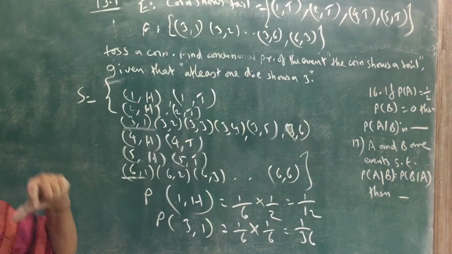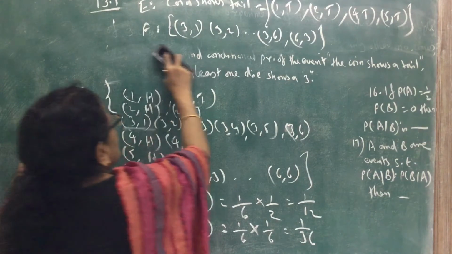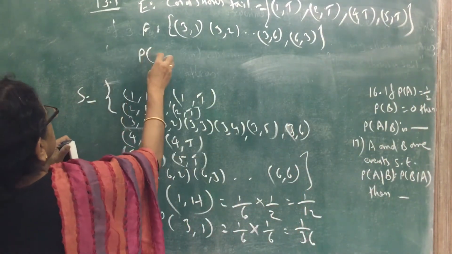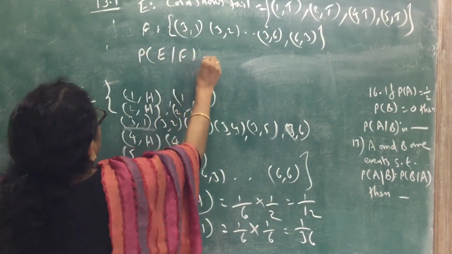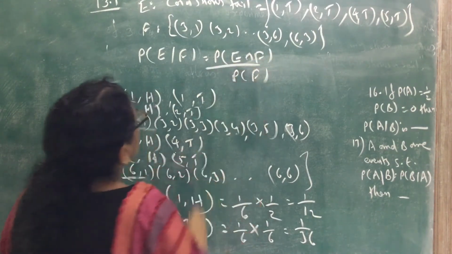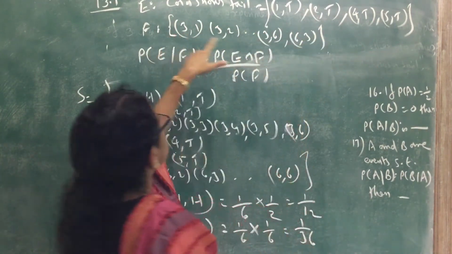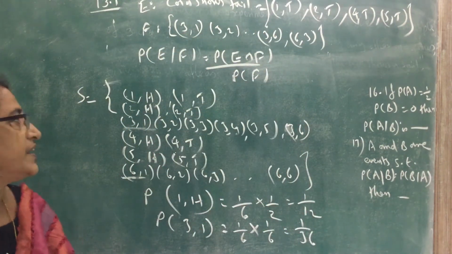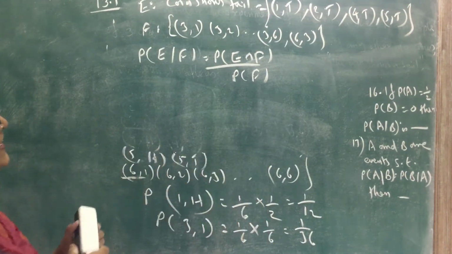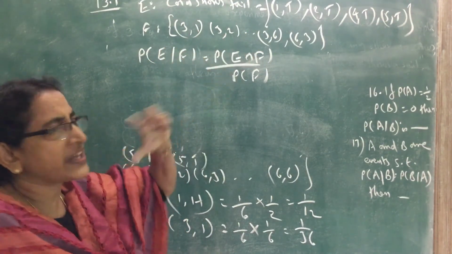Now we want to find probability of E given F. What is probability of E given F? Probability of E given F equals probability of E intersection F divided by probability of F. Now what is E intersection F? Common elements of E and F. E, these are the elements. F, these are the elements. So for E intersection F, there is no common element.